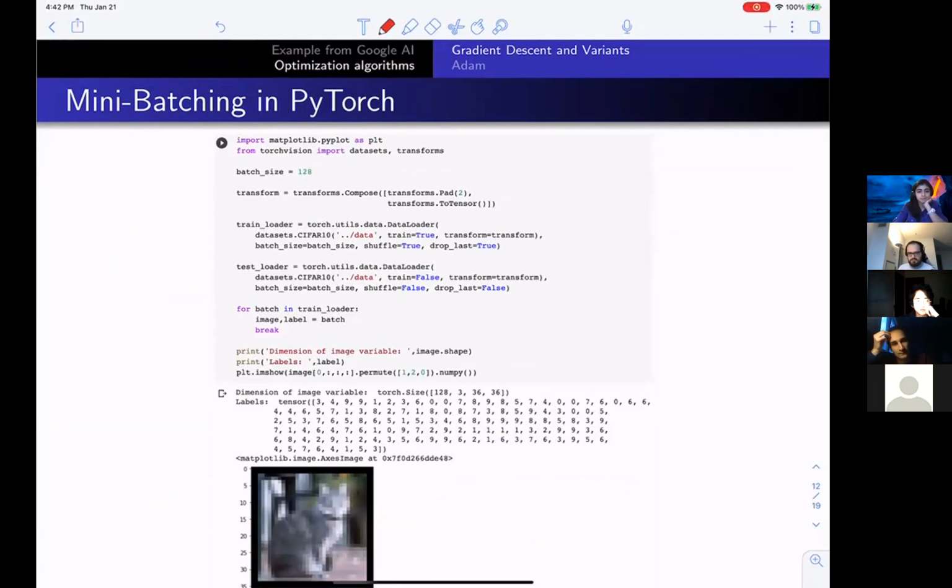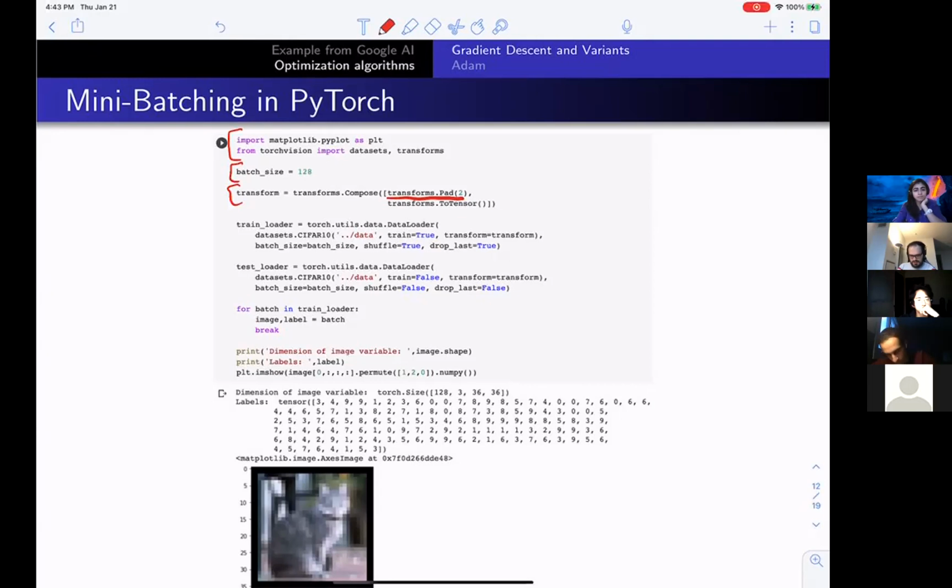So here's an example of how this is done in PyTorch. Here you can see the imports of the packages, and I'm setting the batch size to be 128. Now, there is something called a transform in PyTorch. A transform is a set of operations that are applied on an image. In this case, I'm doing two transforms. One is pad. Pad means zero padding. So if you write pad 2, it means that you're going to pad all the images in the dataset by 2 pixels on each side.